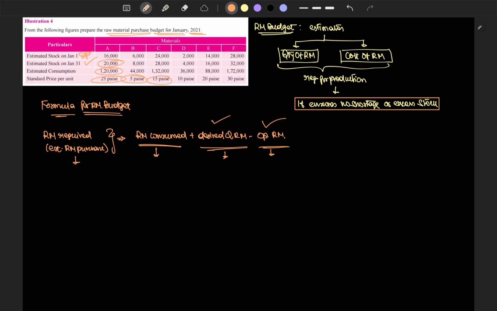The standard price is the predetermined price set by the organization to control the raw material purchase cost, that has been given here. So we need to find out the estimated RM purchase, and that estimated RM purchase should be calculated with the standard price per unit. So that's what we are going to find out. Let's prepare the table now.